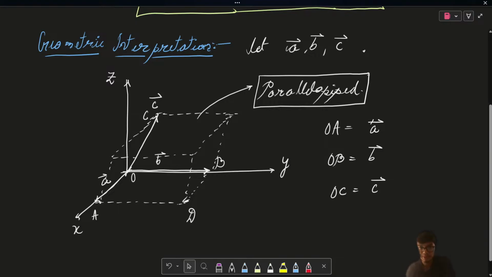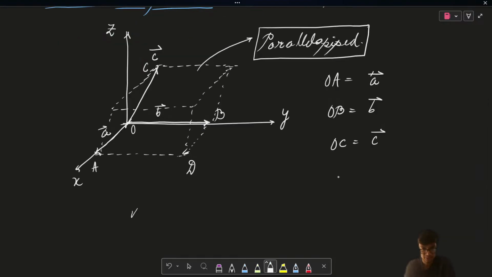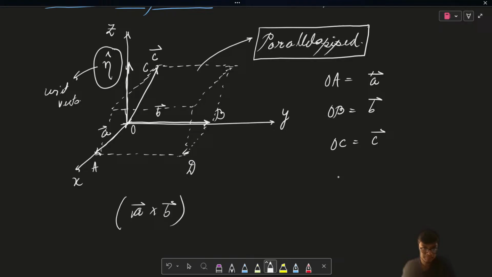Now, if you recall, when we perform the cross product of A cross B, it gives me a vector which is perpendicular to the plane of A and B vector. So we call that the n cap unit vector, which is the direction of the unit vector perpendicular to A vector and B vector. So we have a unit vector which is perpendicular to A vector.